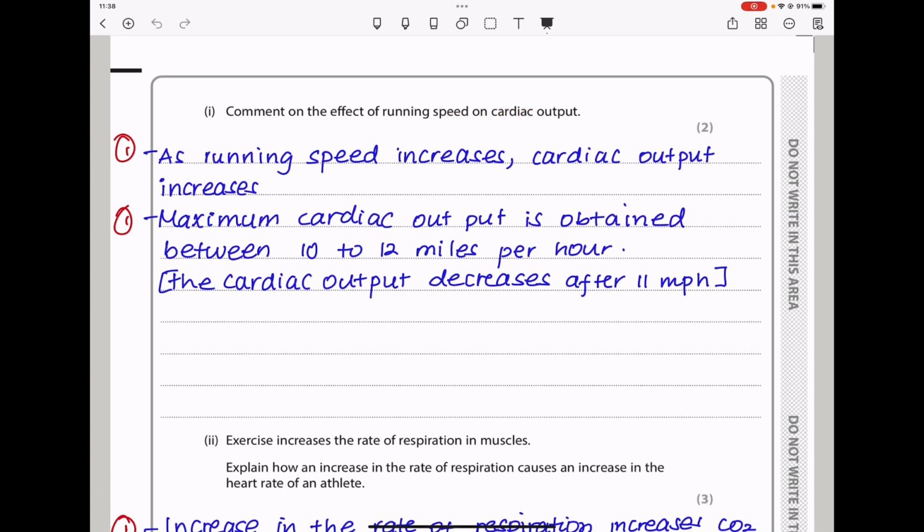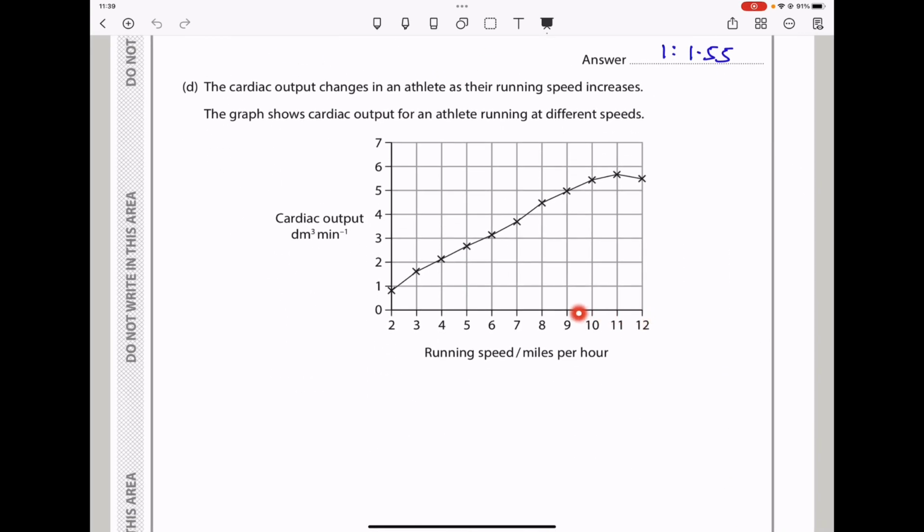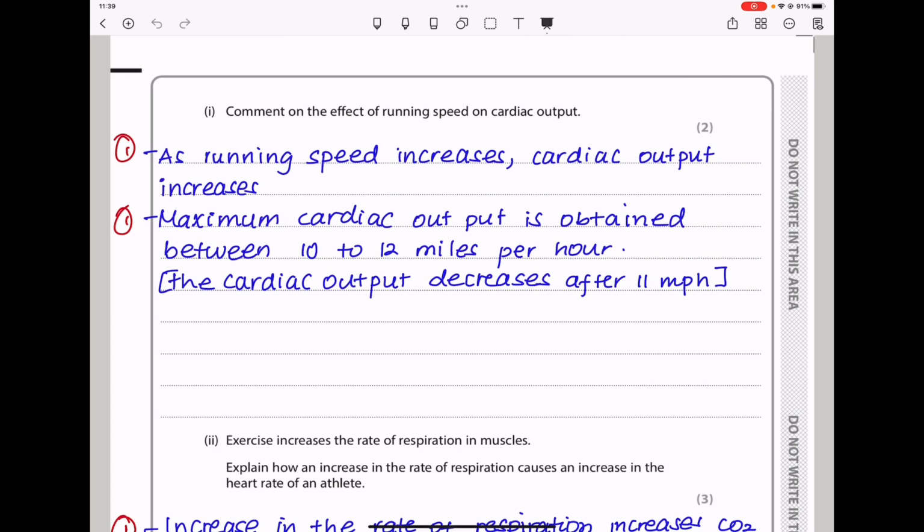Next they say, comment on the effect of running speed on cardiac output. We have seen that as running speed increases, cardiac output increases. And also we saw a maximum output is obtained between 10 to 12 miles per hour. Between this range is where we obtain the maximum. Based on the results, we could say this is the maximum. But if data was collected at smaller intervals, maybe the maximum could be here or it could be here. So to be general, I just say it's between that and that, because we see it still increasing and then here it levels off.